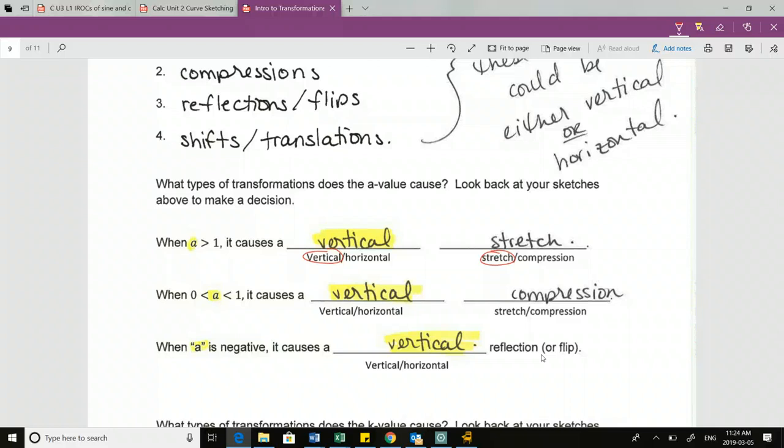Okay, when A was between 0 and 1, A is still vertical. So you'll notice that for all of these A ones, I have vertical, vertical, vertical. That was a compression between 0 and 1, so something like a half, for instance. Okay, and then when A is negative, that is a vertical reflection or flip.